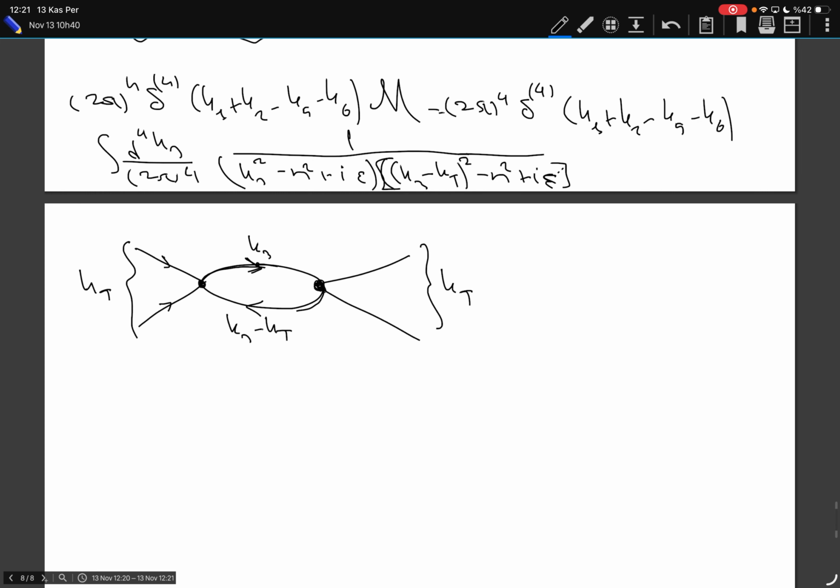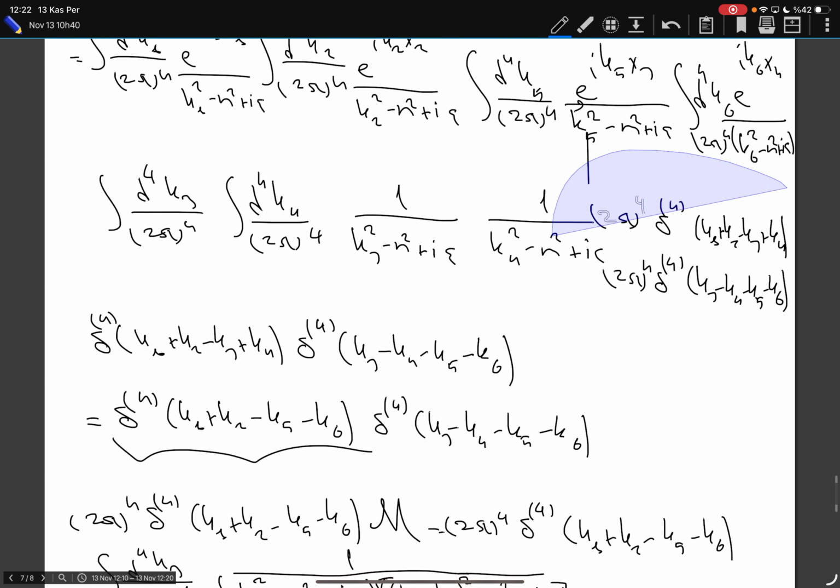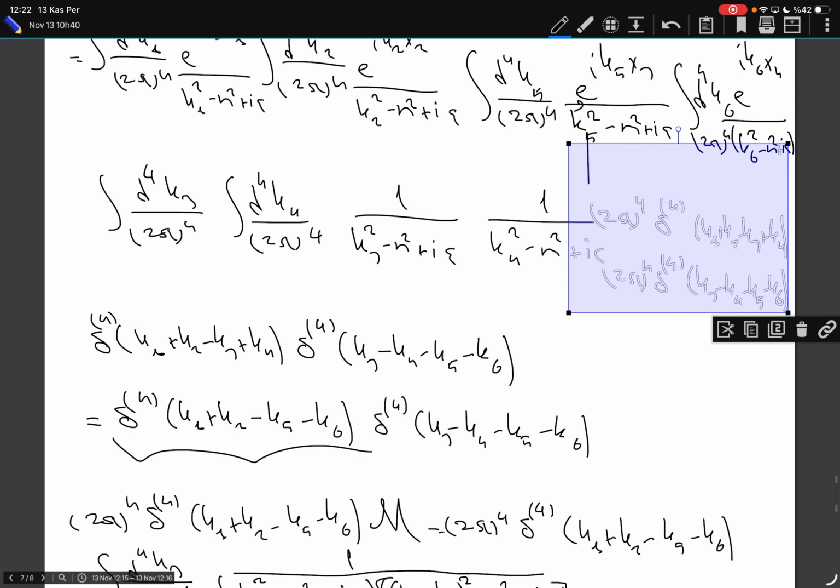So what have we done? We draw the diagram. We assign momentum to all the ingoing. Well, the incoming particles already have their assigned momentum. Outgoing particles have their assigned momentum. For all internal particle lines, we assign also a momentum arbitrarily. But we also impose momentum conservation at each vertex. So these Dirac deltas basically force momentum conservation at each vertex.